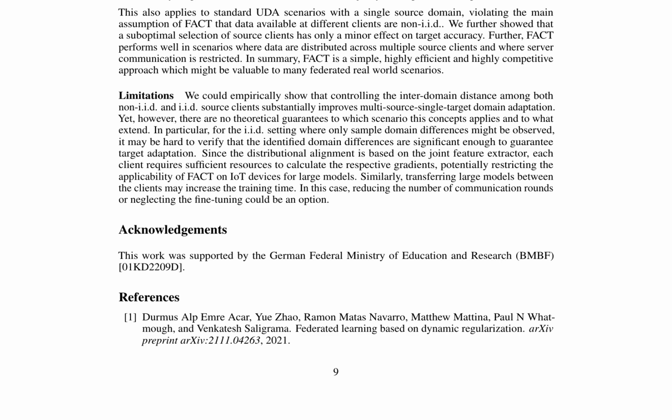even when the data is distributed across multiple source clients or when server communication is restricted. The authors demonstrate the effectiveness of FACT through various experiments, including varying the number of participating source domains, splitting individual source domains across multiple clients, and restricting communication rounds. The results show that FACT achieves high target client accuracy even under restricted communication. Despite its simplicity, FACT is a highly efficient and competitive approach that can be valuable in many real-world federated scenarios.